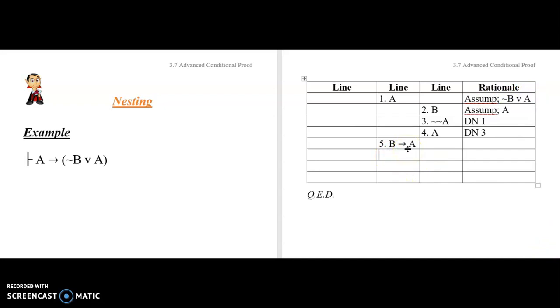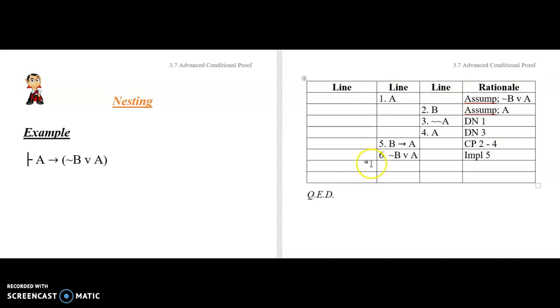So now we've got to do a little bit more work before we discharge this assumption. We've got to get what we're looking for, and what we want is this disjunction. So we're going to get it, of course, by doing this, and that's going to be impl A on 5. And I didn't justify this. This was CP 2 through 4. Okay. So now that I've got what I was looking for from this assumption, I can discharge this assumption.